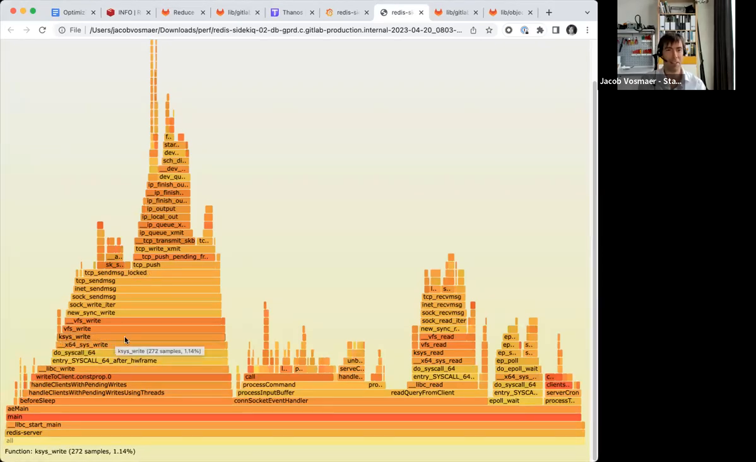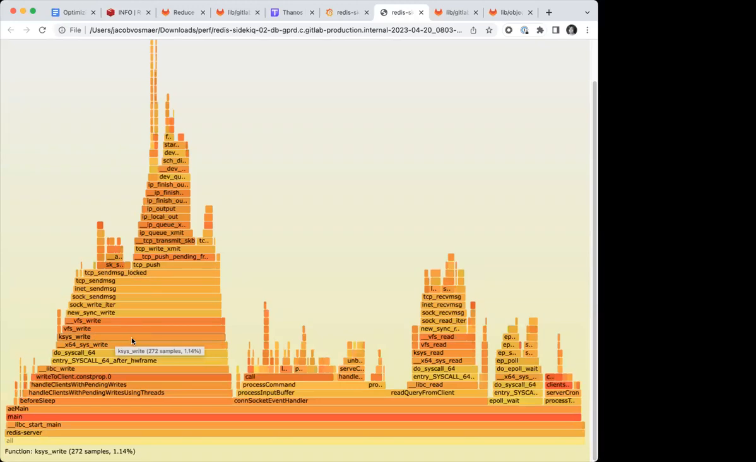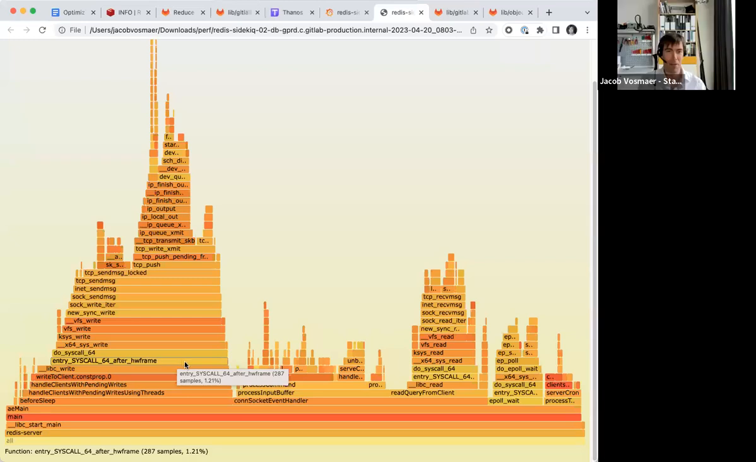That's probably the kernel. Yeah, I guess entry syscall is probably where it starts. Yeah, I don't know if this is libc. This looks like it might still be libc, but yeah, this gives you an indication of what the kernel is doing, which is also super useful.